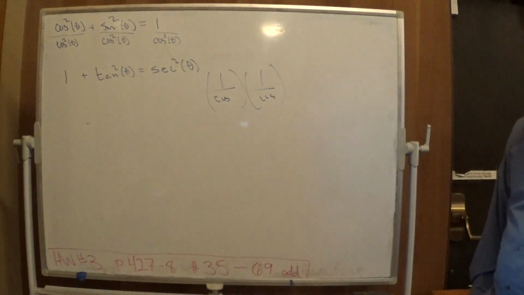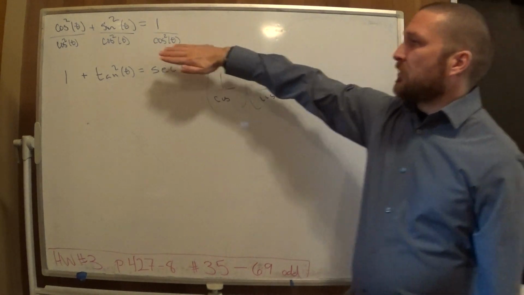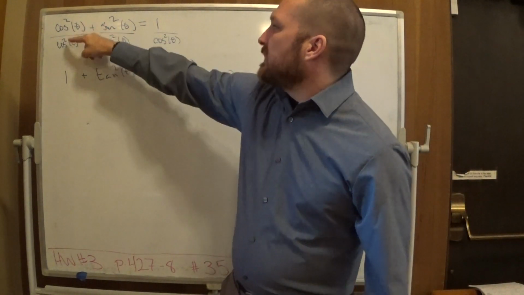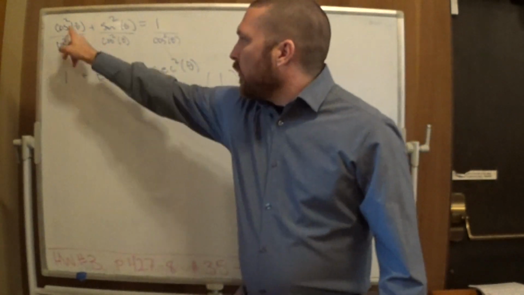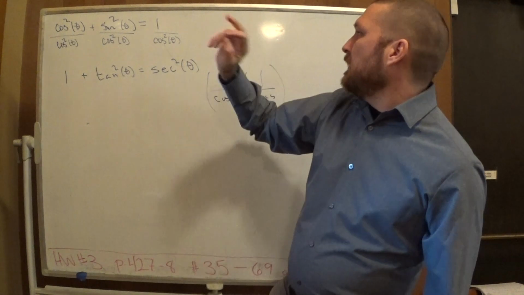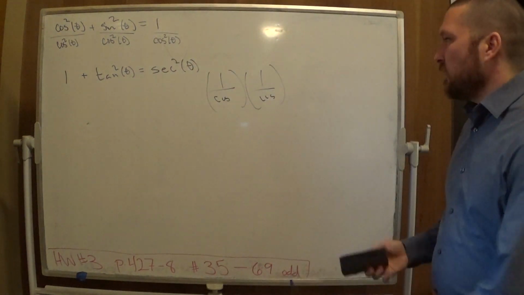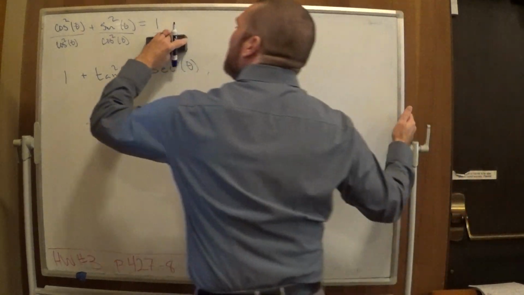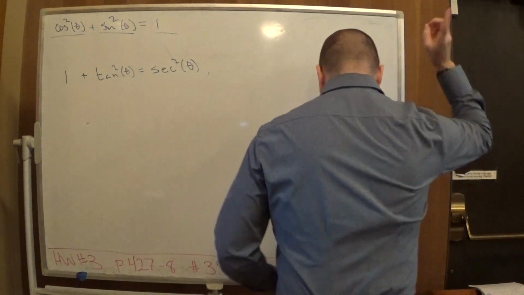Okay, so there's your second identity. And it came from doing this trick right here. We started with one that we knew and divided everybody by one of these guys. You choose either the cosine squared or the sine squared. Once you divide them, one becomes 1, one becomes tan squared, the other one becomes secant squared. So what do you think we're going to do to get the next one? We're going to divide everything through by what? Sine squared theta.